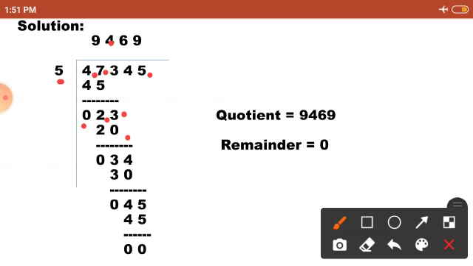0. Take the next number, that is what? 4. Now it will become what? 34. So 5 6 are what? 30. Subtract this. 4 minus 0 you will get 4 and 3 minus 3 you will get what? 0. Take the next number, that is 5. Now it will become 45. 5 9s are what? 45. 5 minus 5 you will get 0 and 4 minus 4 you will get 0.